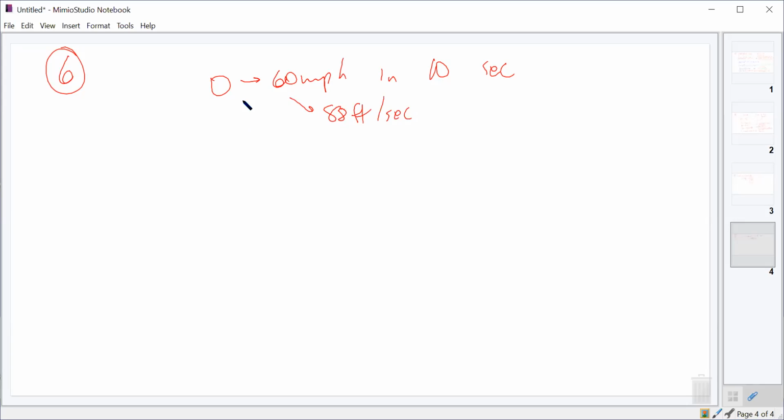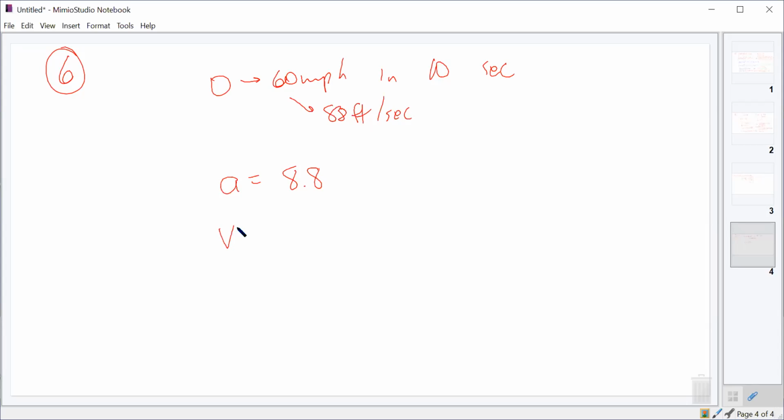So the car is going from 0 to 60 with constant acceleration. What is the acceleration? The velocity goes from 0 to 88 in 10 seconds, so if it's constant acceleration, the acceleration ought to be 8.8 feet per second squared, right? That should be our acceleration. That's just the total change in velocity over the change in time.